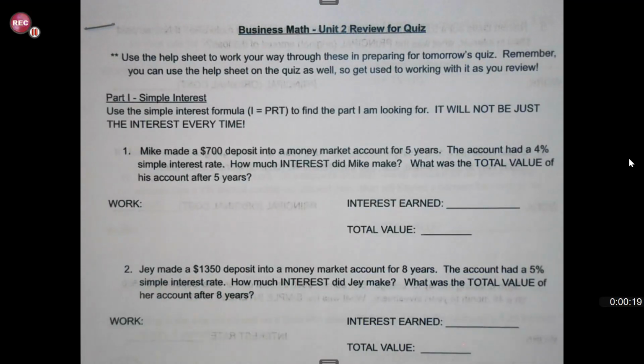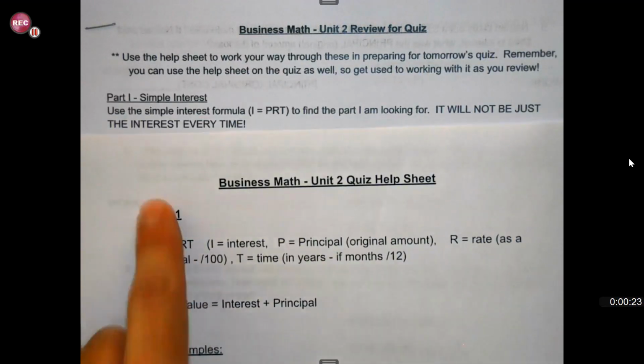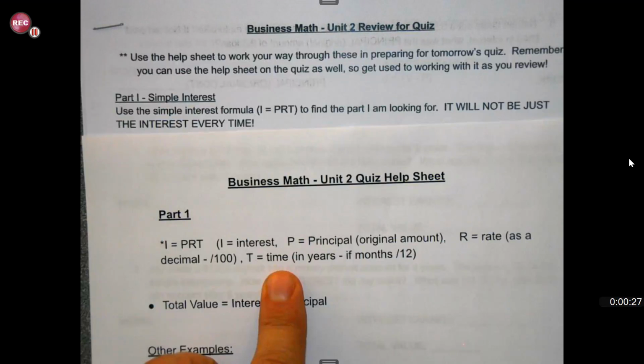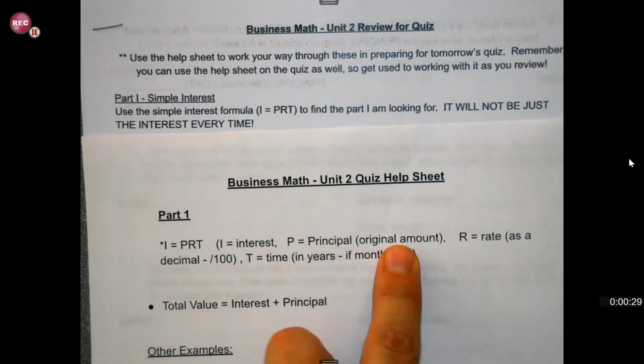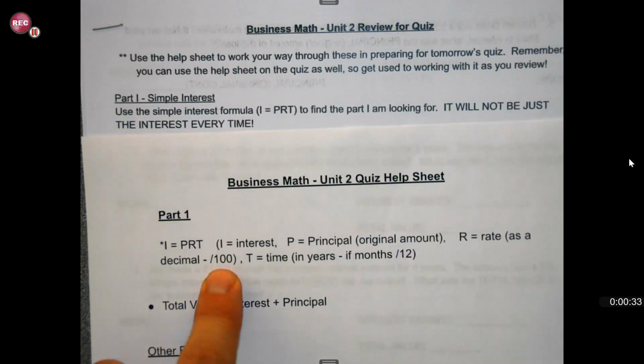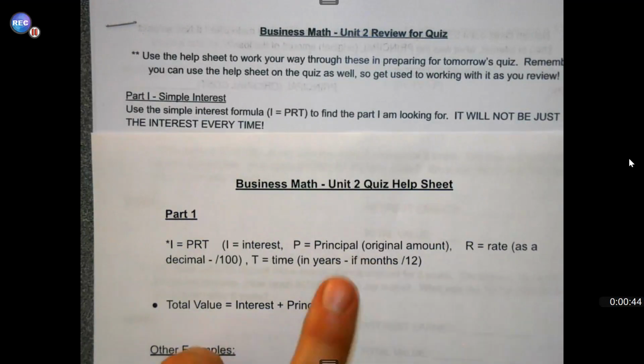Use the simple interest formula, I equals PRT. On your help sheet, there are breakdowns of what the different things are. Principal's your original amount. Rate needs to be as a decimal, so just a reminder, you can take the percent and divide it by 100 if you're not comfortable doing it in your head. And then time is in years, but if I try to throw a curveball and say it's in months, I want to divide by 12, so there's 12 months in a year.